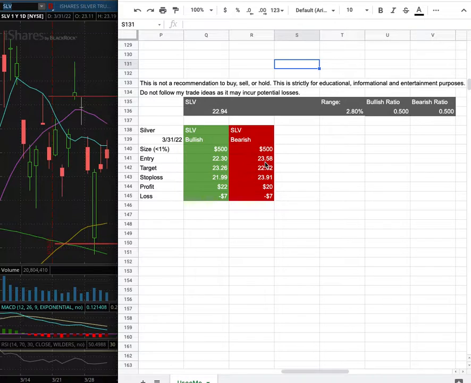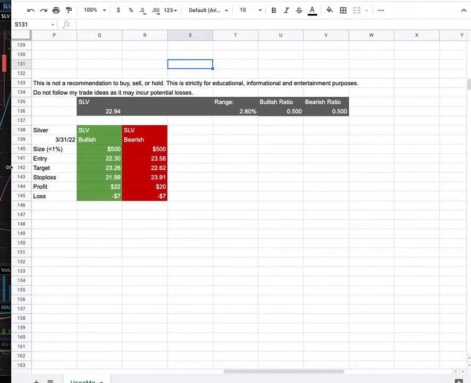However, if I were to open a short position, my entry is at $23.58, and that is this range there. My sell target is at $22.62, and my stop loss is at $23.91. So whichever entry price were to hit first, that'll be my position of the week.